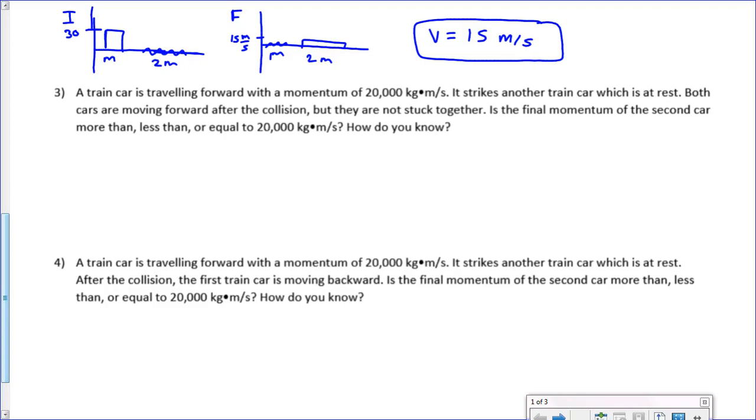So here's what we've got. Again, it's going to be a similar sort of situation where if you think initially, we've got a train car that is traveling forward and another train car that is at rest. All right, and the momentum here is 20,000 kilogram meters per second. All right, and so what we know here is that the total momentum is equal to 20,000 kilogram meters per second.